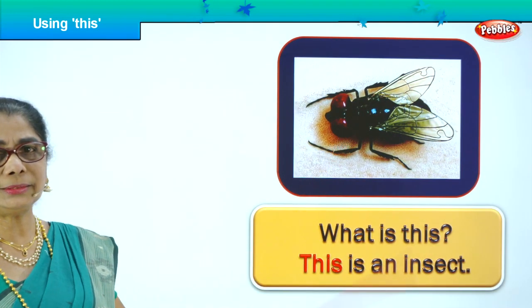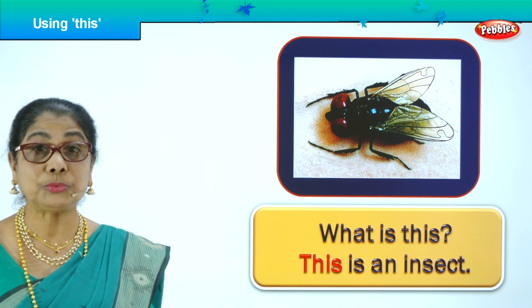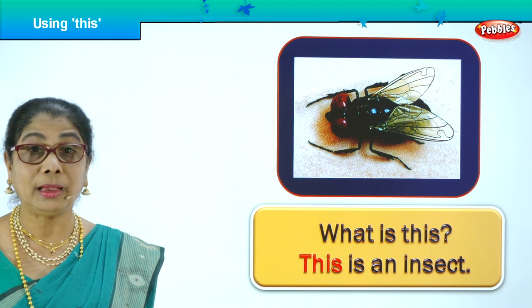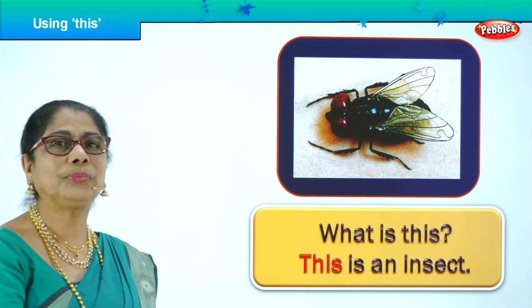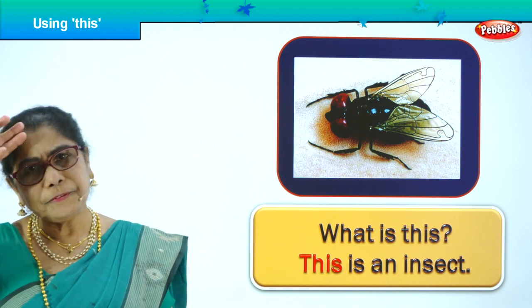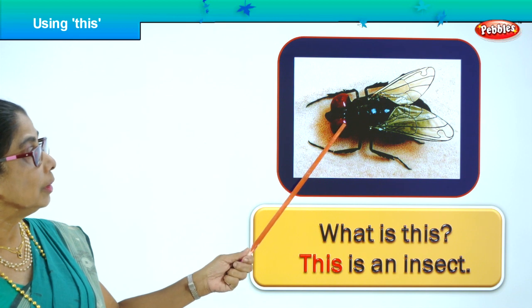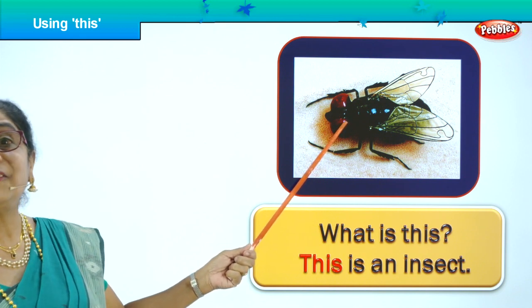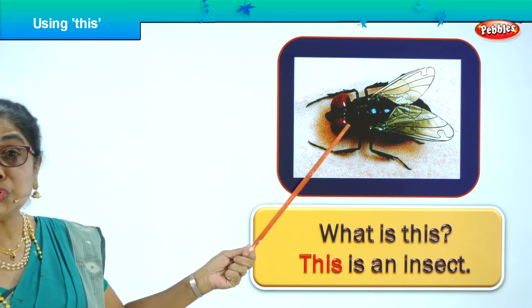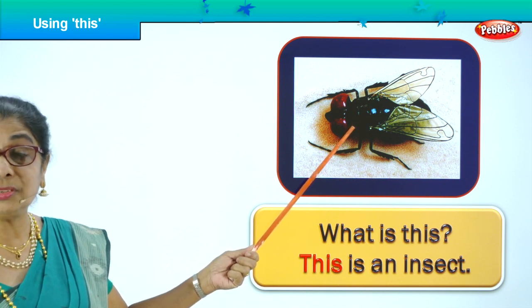Shall we take another picture? Have you seen this? Where have you seen this? In your house? If you keep sweets out, if you keep cake out, zoom, this little creature will come and sit, and then what happens? You'll get fever. Name it: fly. House fly, a very dangerous insect.